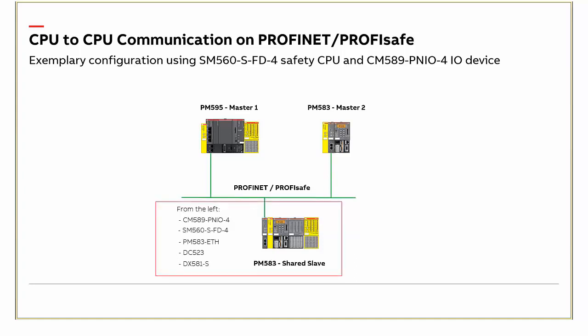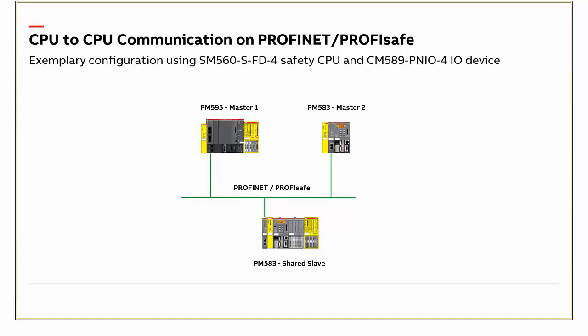on the shared slave system, we will use a new safety CPU, which is SM560S F-Device, and a new communication module PROFINET IO device CM589-PNIO-4. It means when we mention in the name of these modules a number 4, they can handle up to 4 master communications simultaneously. In this example, for simplicity, we'll present only 2 connections, but in a similar way you can also extend them to up to 4 connections.